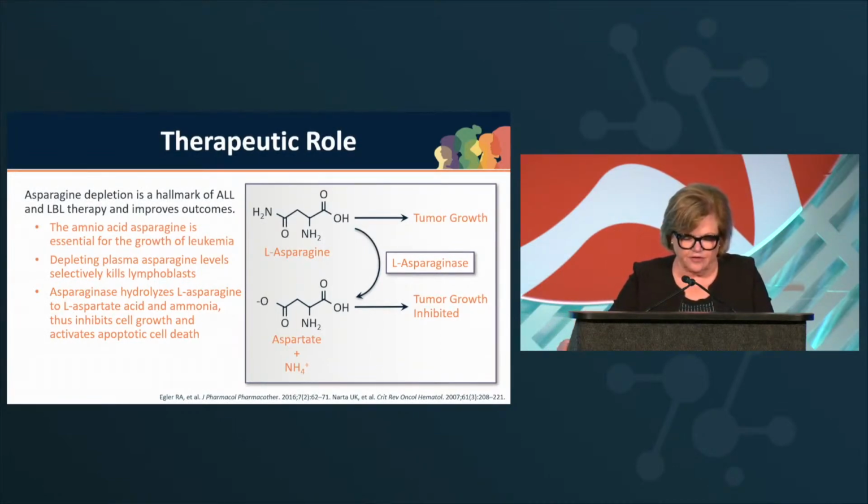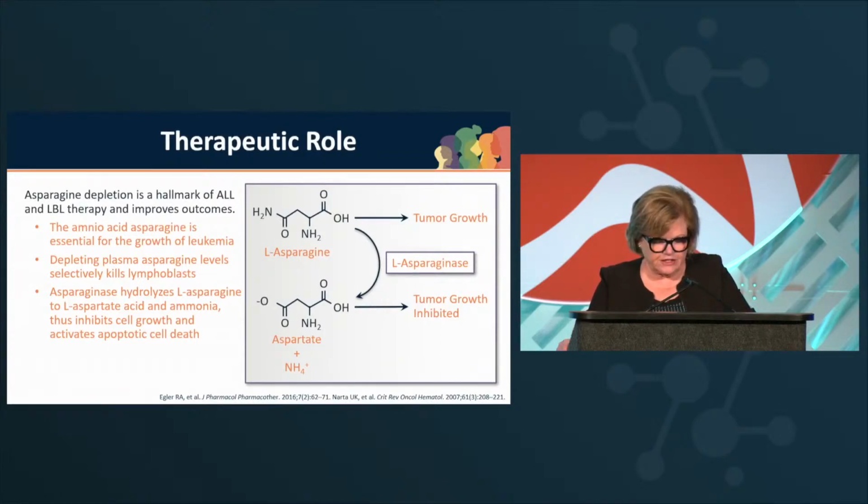And you can see here that if you deplete the asparagine with asparaginase, then you have the breakdown of asparagine. The asparaginase will actually hydrolyze the asparagine to aspartic acid and ammonia. Thus, it inhibits the cell growth and activates cell death. So we're really blocking the uptake of asparagine by the leukemia cell, promoting cell death.